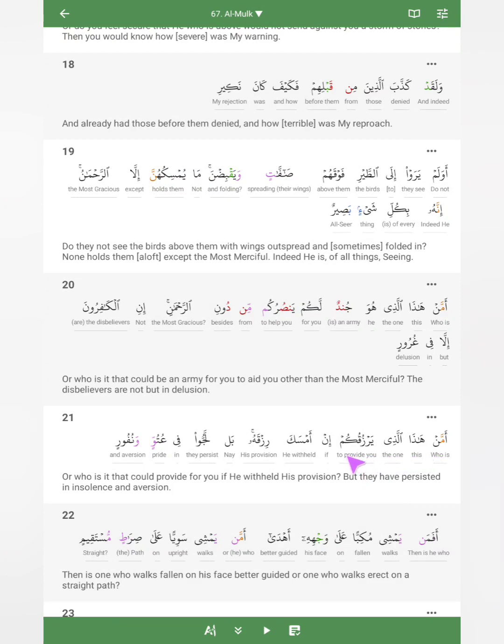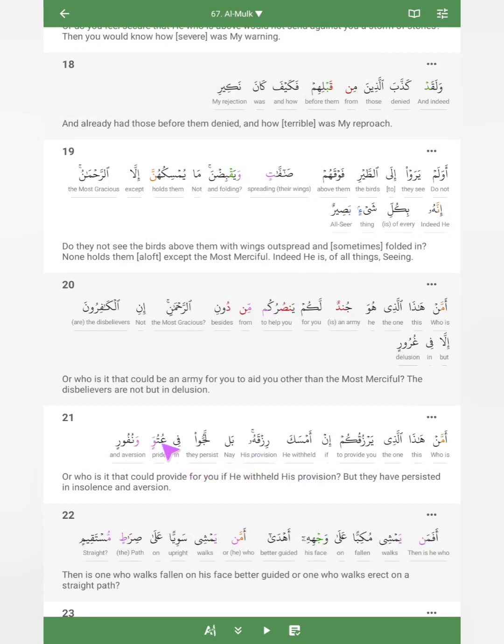Amman hadhal-ladhi yarzuqukum. So who will provide rizq for us? In amsaka rizqah. If He withheld rizq, the rizq that Allah Ta'ala has given us, right? If He stops the rain from falling from the sky, or He makes anything happen that makes your rizq go away, then what will happen? If the rain doesn't fall, then the plants will not grow and the animals will not eat, and there will be no food. And what can happen? Then there will be a shortage of food. So who is the one who's going to provide if Allah subhanahu wa ta'ala stops the rain from falling, if He stops your rizq from coming to you?